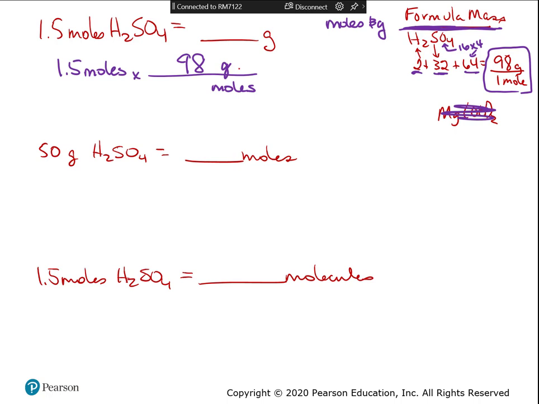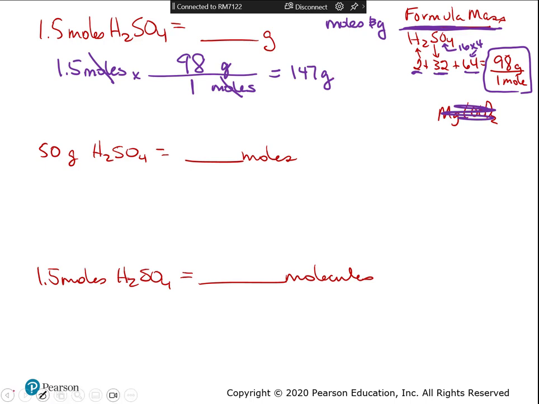What goes in front of moles? 1. So do you see that I have 98 grams is equal to 1 mole? This is going to get moles and moles to cancel and give me my answer in grams. So that's why I want you to try and make sure that you use units so that you set it up correctly each time. So now just doing the math, 1.5 times 98, I got 147 grams. Anybody not get that? Okay, so I got 147 grams.